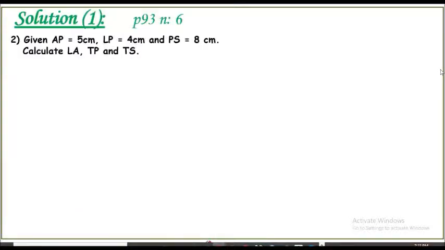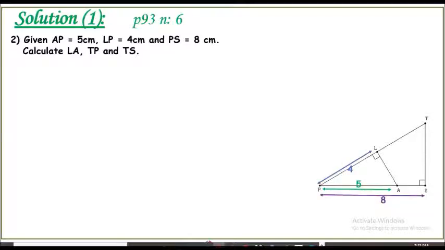Now, in the second part, I have AP equal 5 cm, LP is equal to 4 cm, PS is equal to 8 cm. I want to calculate LA, TP, and TS. I will start with LA. Do you know how can I find the measure of the side LA?